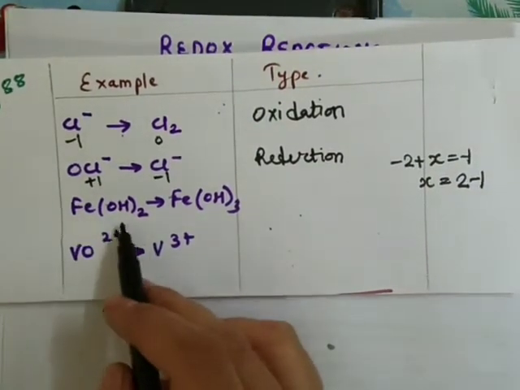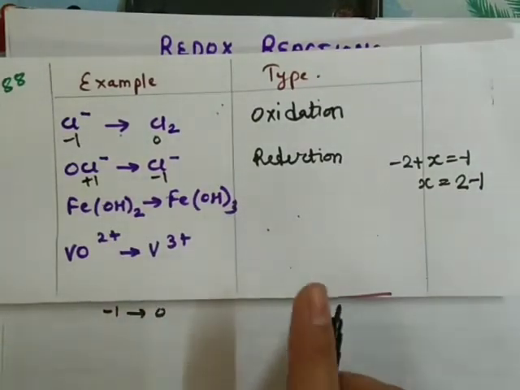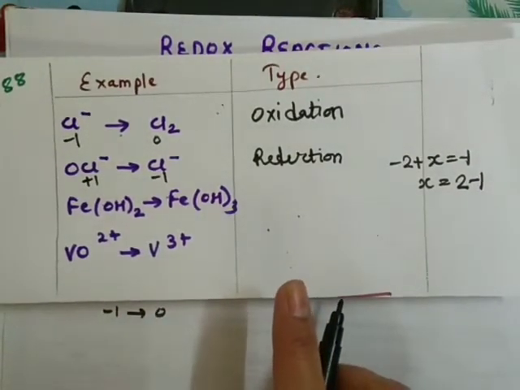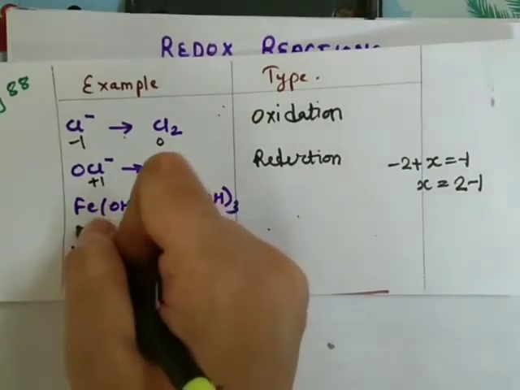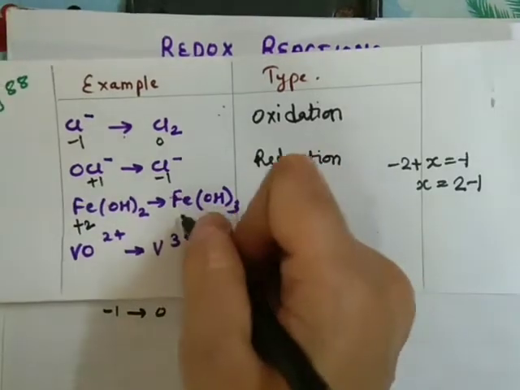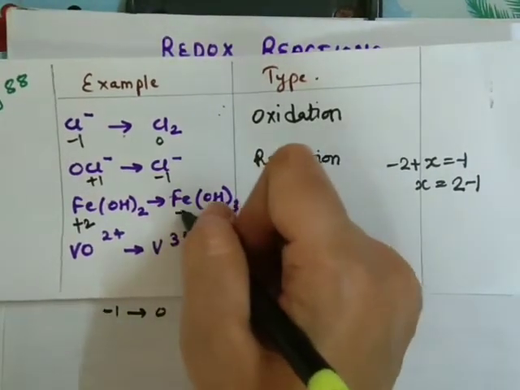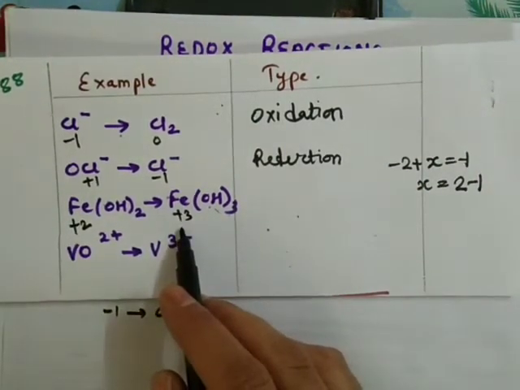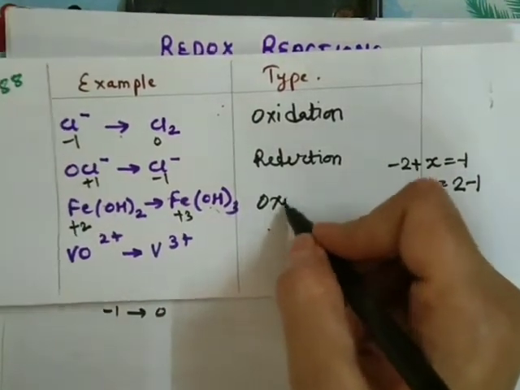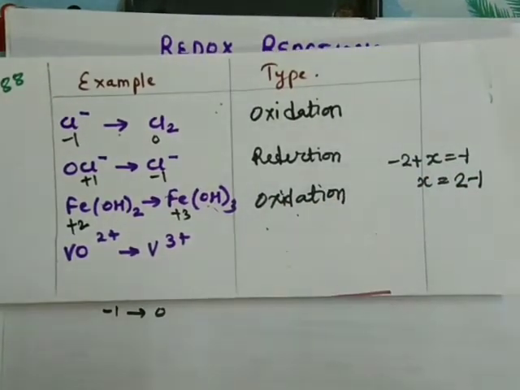Then FeOH twice and FeOH thrice, it is very simple. OH का ऑक्सीडेशन स्टेट होता है -1 एंड दो OH है तो -2, मतलब Fe is +2 and here because there are 3 OH the total is -3, means Fe is +3. So from +2 to +3 it is changing. So this is again oxidation because it is increase in oxidation number.